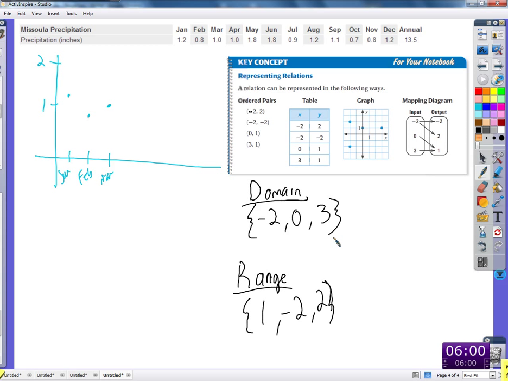Number six. Of course, you have your notes out. Number six in 2.1. They want a few things. They want the domain and the range. So write those down. They also want you to represent this relation differently. They want you to represent it as a graph and as a mapping diagram. Go to work.